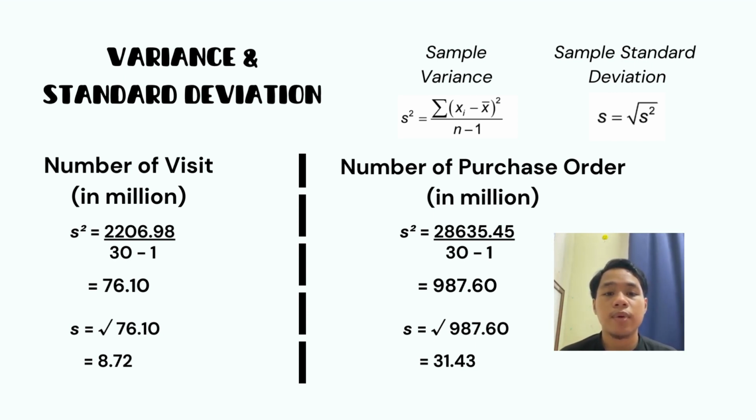The variance of the number of purchase orders is 28635.45 million divided by 30 minus 1 equals 987.60 millions. And the standard deviation of the number of purchase orders, which is the square root of the variance, is 31.43 millions. By this, we can conclude that the variance and standard deviation of the number of purchase orders are higher than those of the number of visits.